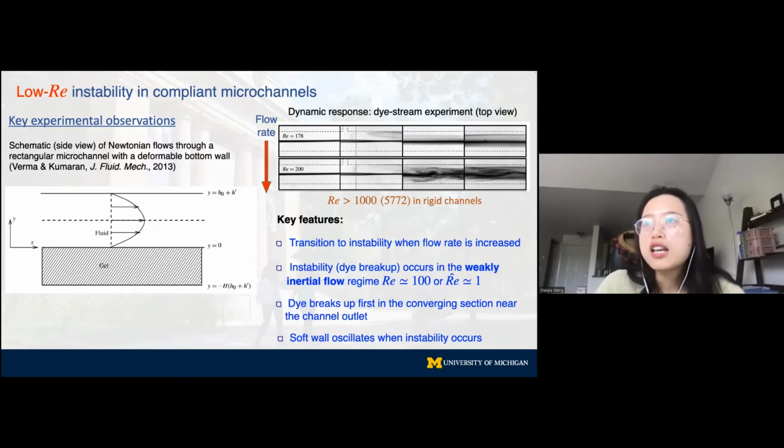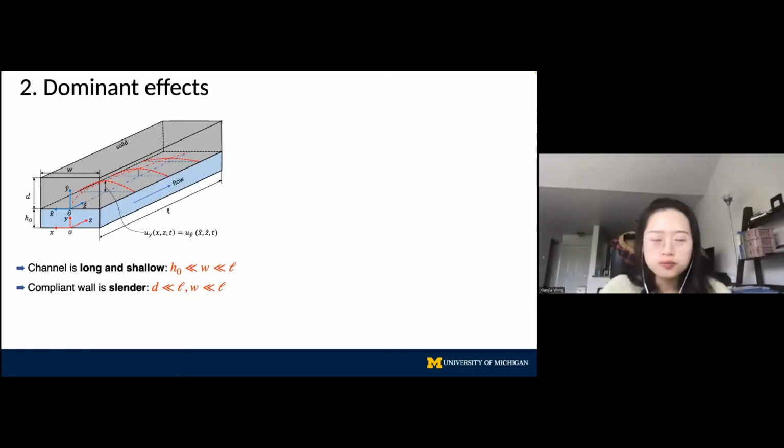And we would like to use mathematical modeling to understand why the low Reynolds number instability could happen in compliant channels. And we would like to test our models to see whether our mathematical model can reproduce these key features observed from the experiment. So let's take our most common rectangular microchannel.